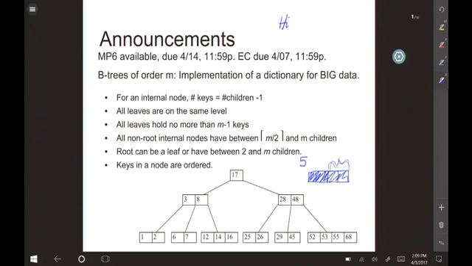In the example of 5, it's not very compelling. But just pretend for a second that our M, our order for this tree, is 50,000. In that case, no node will hold less than about 25,000 keys. That is, each node is pretty full.